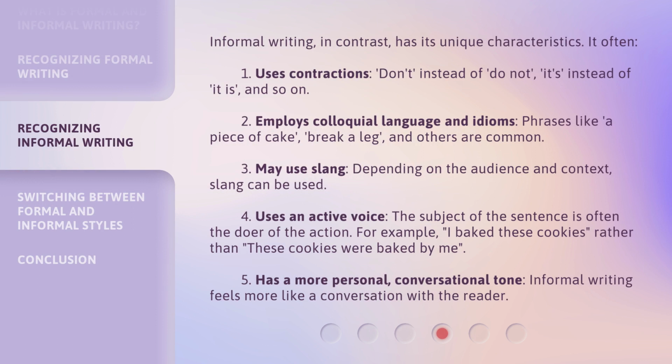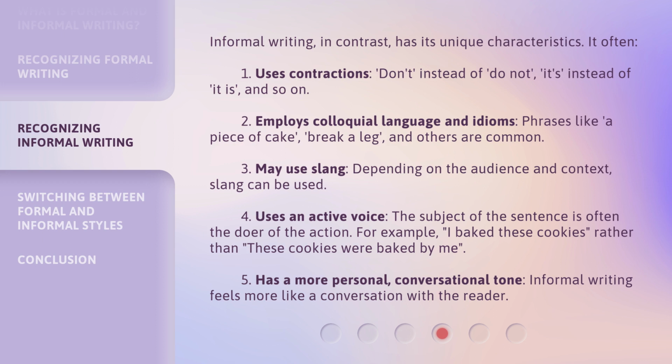Informal writing, in contrast, has its unique characteristics. It often: 1. Uses contractions. Don't, instead of do not. It's, instead of it is, and so on. 2. Employs colloquial language and idioms. Phrases like a piece of cake, break a leg, and others are common. 3. May use slang. Depending on the audience and context, slang can be used.